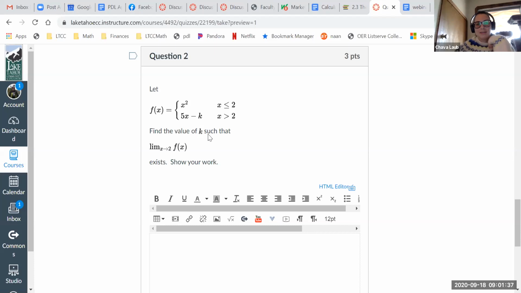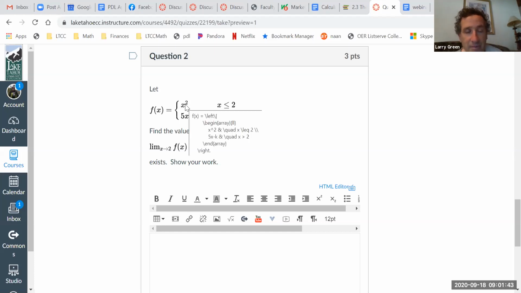They need to meet. So that means if I plug in 2 on the left, I should get the same thing as if I plug in 2 from the right. So the left limit is just 2 squared, or 4. Any questions on that?